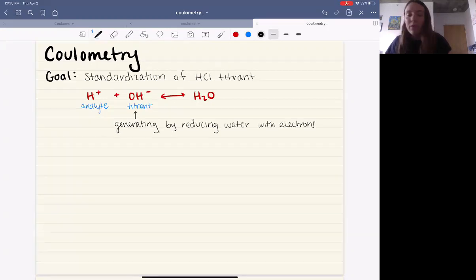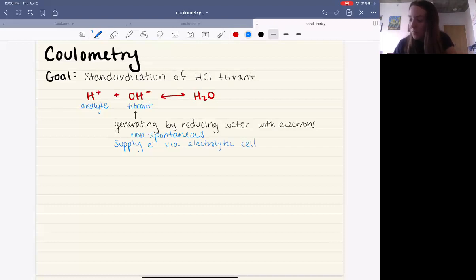Now, if you just have water sitting, it's not going to generate enough OH minus all on its own. Okay, so this is a non-spontaneous reaction, which means that we have to supply some electrons to the water in order to cause this reduction reaction to occur. And when you supply electrons to this kind of reaction, it's called an electrolytic cell. Okay, and we're going to supply electrons at a constant current.